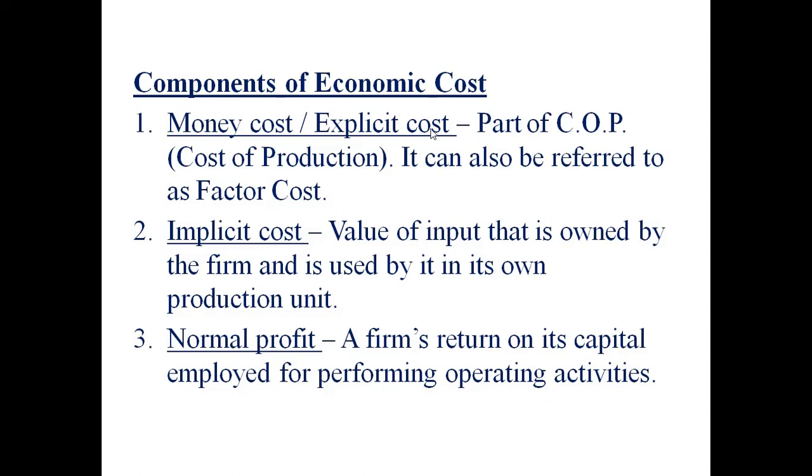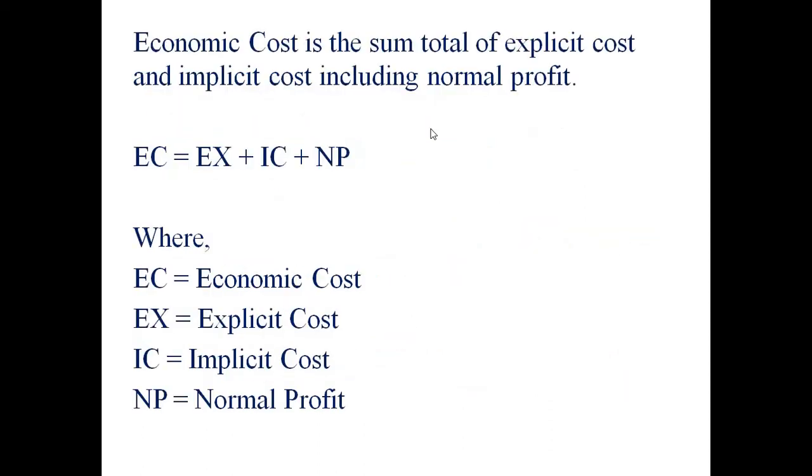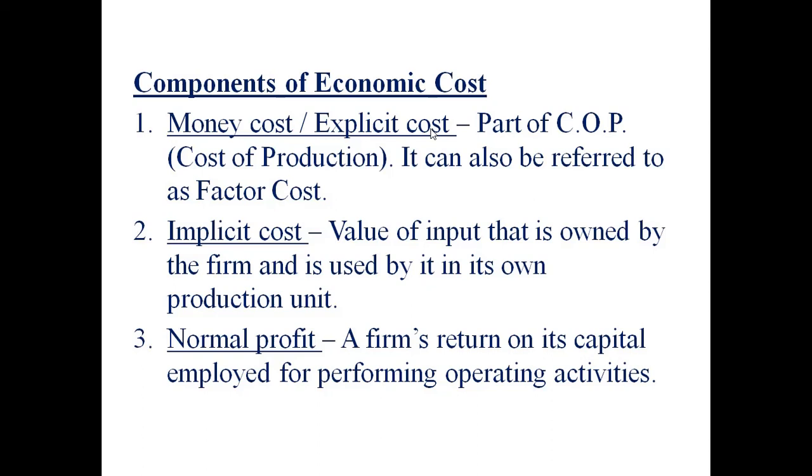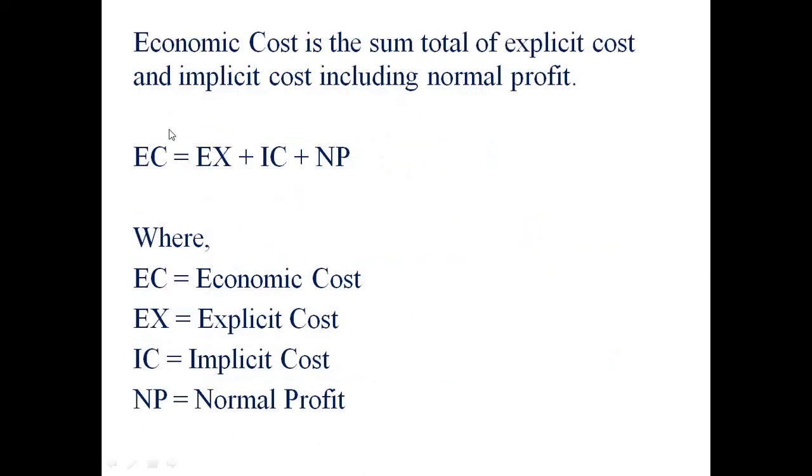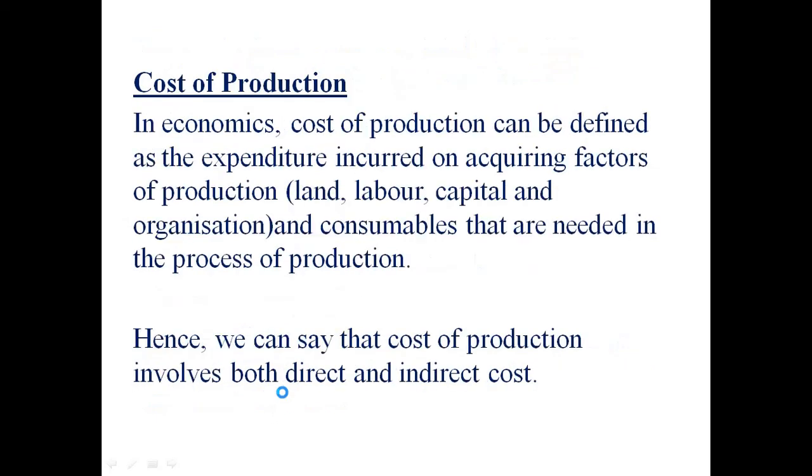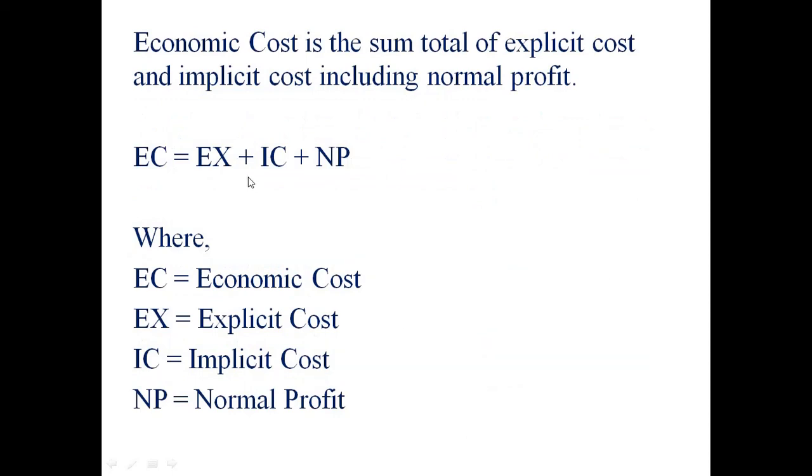So hence we can say that the economic cost is the sum total of all these items. Economic cost, EC, is equal to explicit cost plus implicit cost and normal profit. So EC is economic cost, EX is explicit cost, IC is implicit cost, and NP is normal profit. Just like we saw out here, cost of production is the combination of direct cost as well as indirect cost. Similarly, economic cost equals explicit cost plus implicit cost plus normal profit.